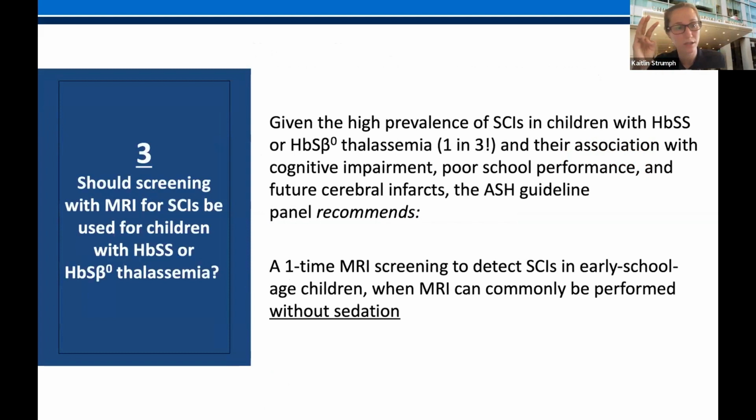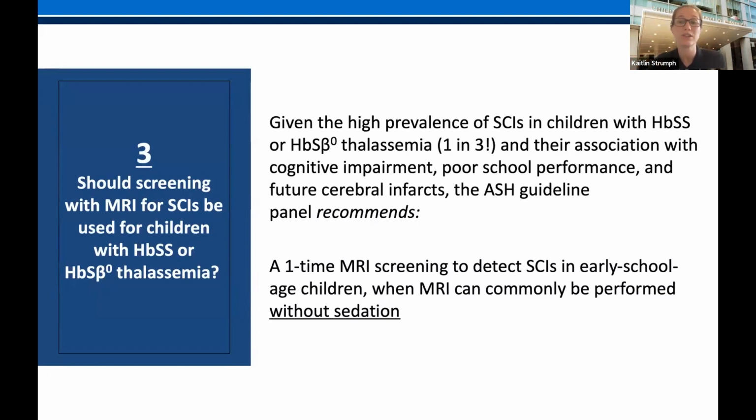So this was the third recommendation. Given the high prevalence of silent cerebral infarcts in children with hemoglobin SS or hemoglobin S beta 0, those are the more severe types of sickle cell disease, which is why those two are lumped together, and their association with cognitive impairment, poor school performance, and future cerebral infarcts, the ASH guidelines recommended a one-time MRI screening to detect these silent infarcts in early school-age children, when an MRI can commonly be performed without sedation. We know that sedation increases complications in kids with sickle cell disease.